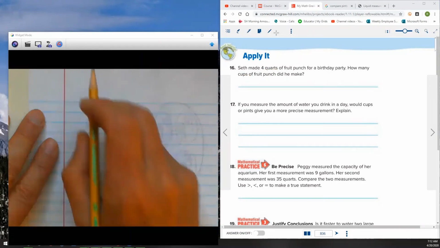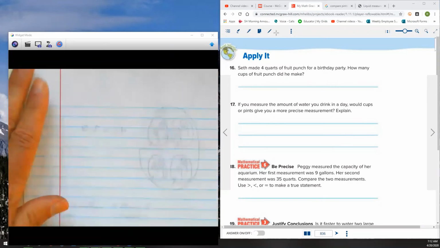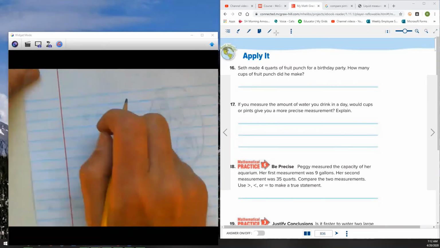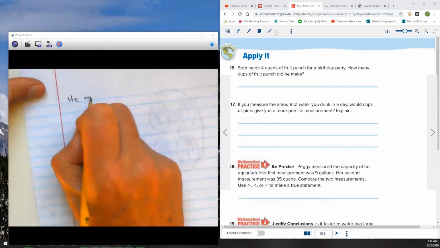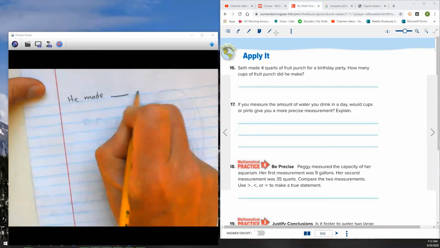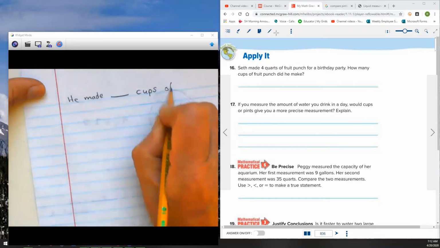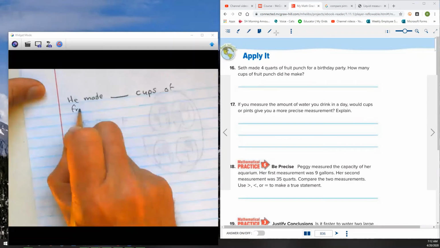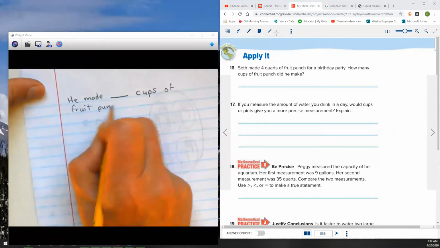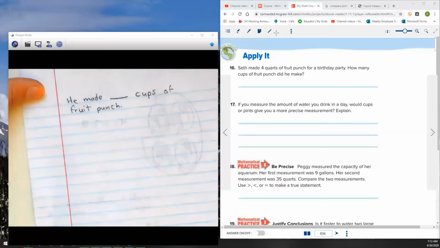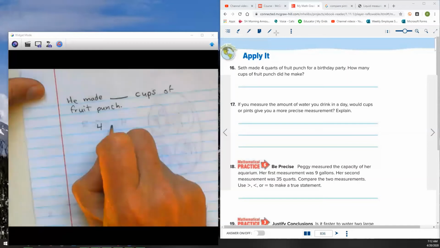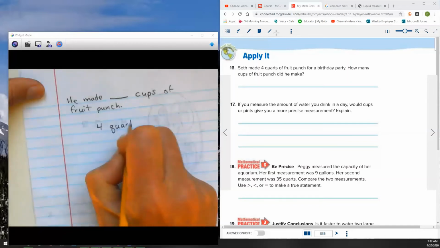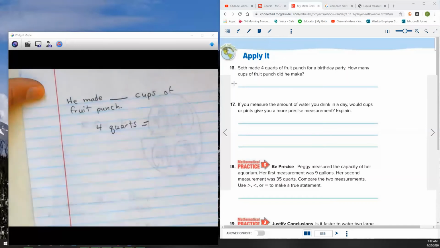But before we convert, make sure that you write an answer sentence down. So I'll put here, how many cups of fruit punch did he make? He made blank cups of fruit punch. I'll be going from quarts in this word problem, so I'll be taking my 4 quarts, which is how many quarts he has of fruit punch. If you can see right here, I took that 4 quarts and turned it to here.